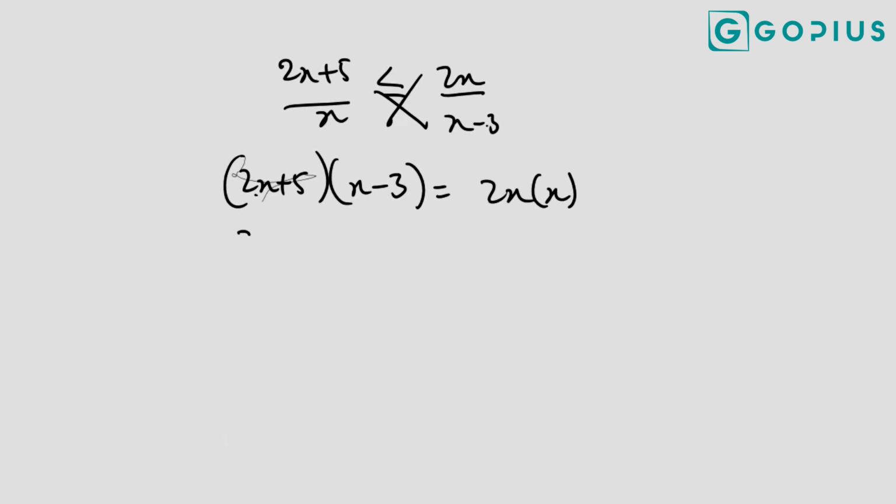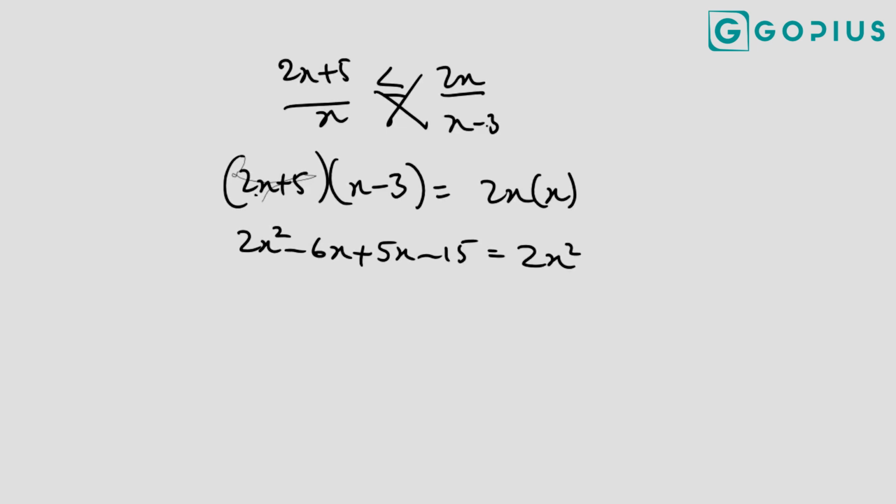2x times x will give us 2x squared. 2x times minus 3 will give us minus 6x. We are done with that. We now pick plus 5 and do the same thing. Plus 5 with x will give us plus 5x, and 5 with minus 3 will give us minus 15, equals, of course, 2x times x, which is 2x squared.